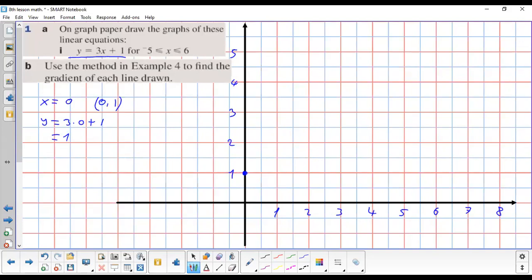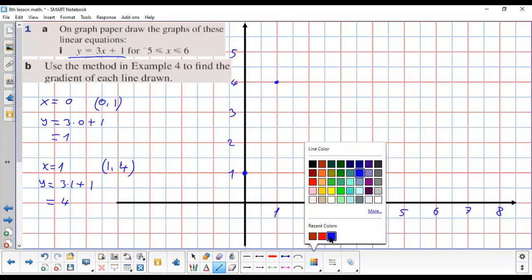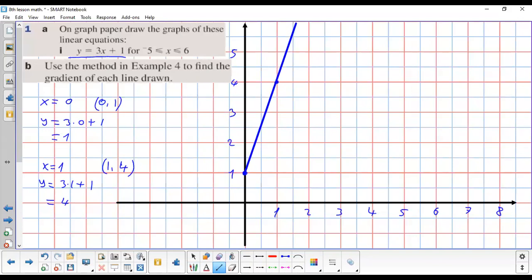Now, for another point, let's take x equal to 2. Then what happens? Don't take x equals 2 because it is a little bit bigger than our graph here. So let's take x equals 1. For x equals 1, we have y equal to 3 times 1 plus 1, which is equal to 4. So we got the new point 1, 4. Now we can draw the line by taking these 2 points. These 2 points show us the line.